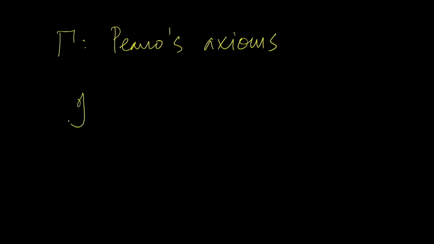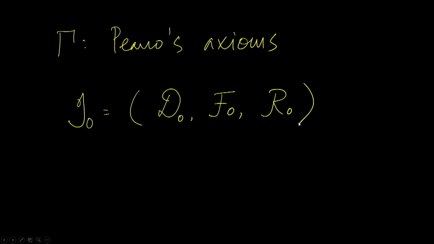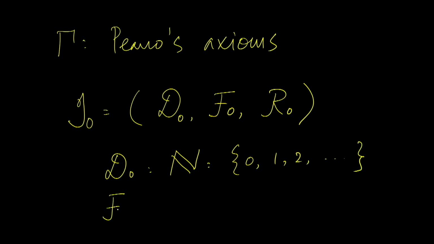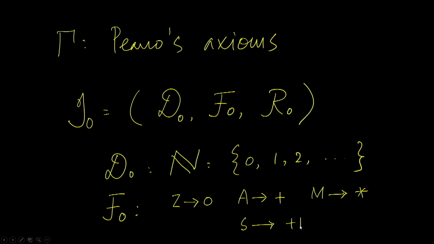So, we can think of an interpretation I naught, D naught, F naught and R naught, where D naught is the set of natural numbers. F naught maps the function symbols: it maps z to 0, a to the addition function, m to the multiplication function, and the one variable successor function to the increment function plus 1. So, that is what F naught does.